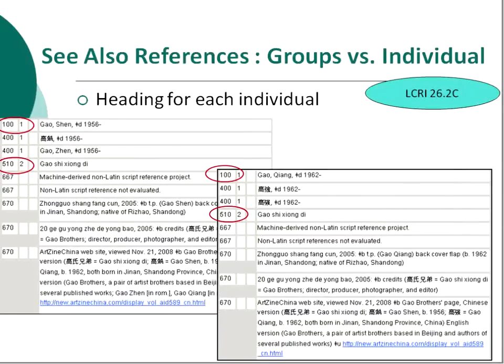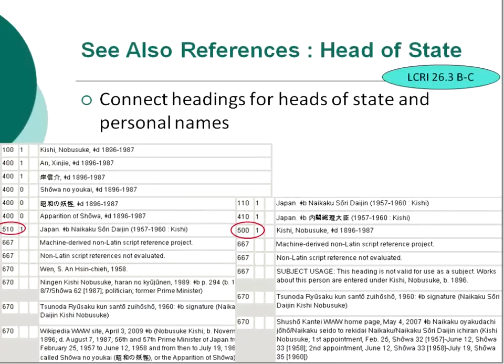And in this slide, you see 2 separate records. I'm moving this back a little bit so you see both records in their entirety. Okay, so this screen shows 2 records for the 2 individuals. And if you notice the red circle, both records are referring to the heading for the group name. So this is how the group versus the individual heading situation is taken care of.